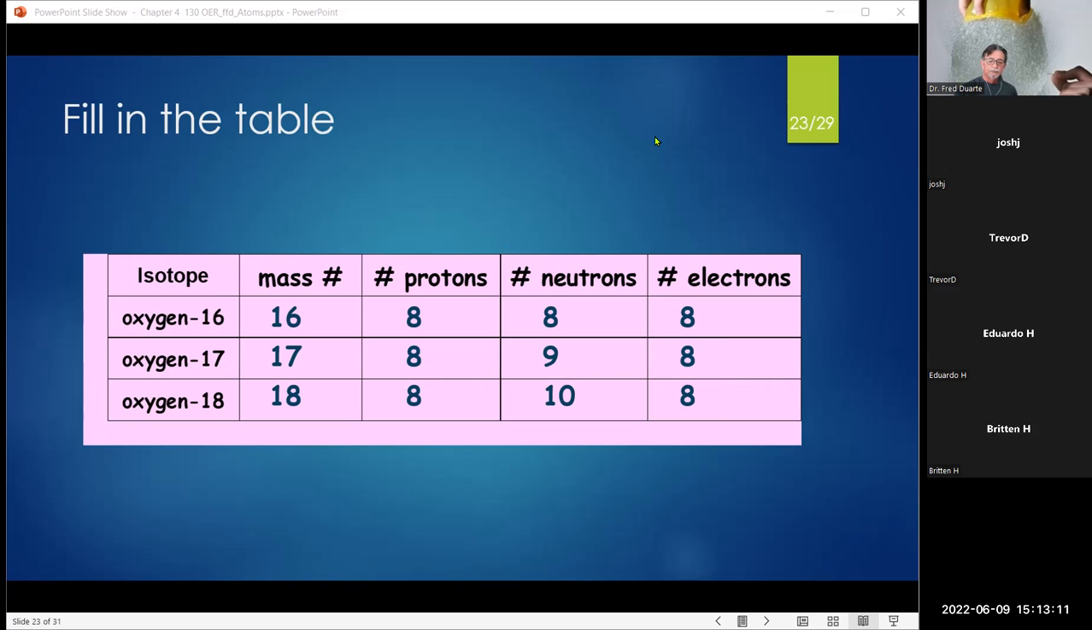Okay. So oxygen 16 has 8 neutrons, oxygen 17 has 9 neutrons, and oxygen 18 has 10 neutrons. Okay.